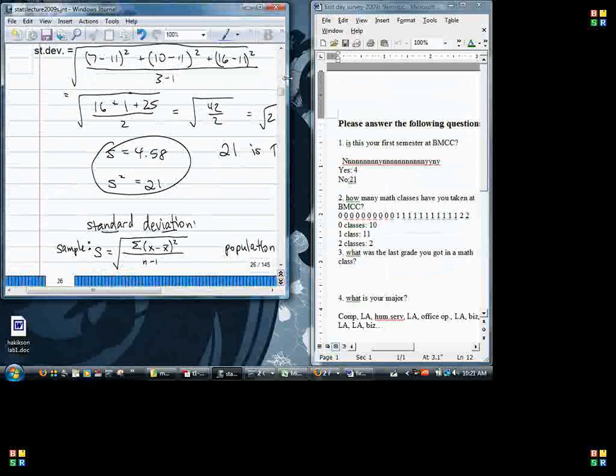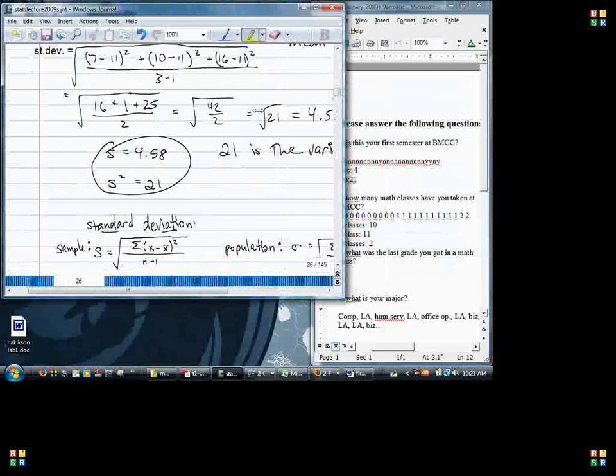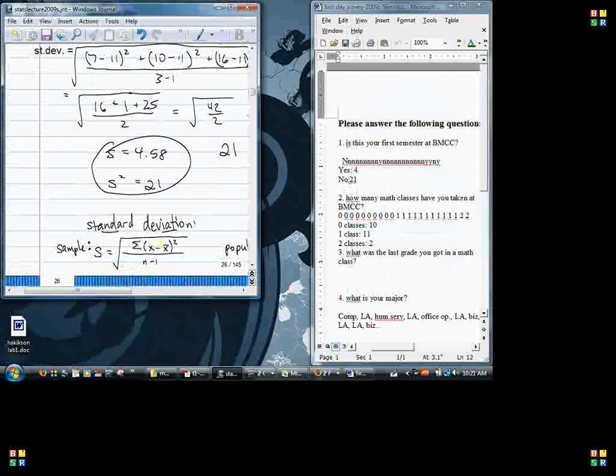Okay, so what does this mean? s equals the square root of blah blah blah. Let's break this down. First of all, what is this? Yeah, that's a data value. What is this? That's the mean. So that just means data value minus the mean. Is that a line over the top of the x? Yeah, it's the x bar, because x bar is the mean.